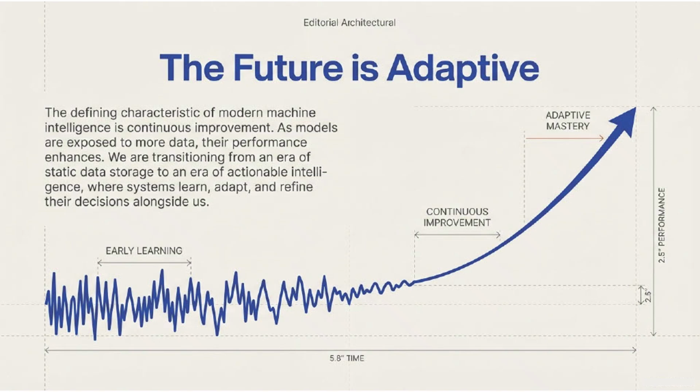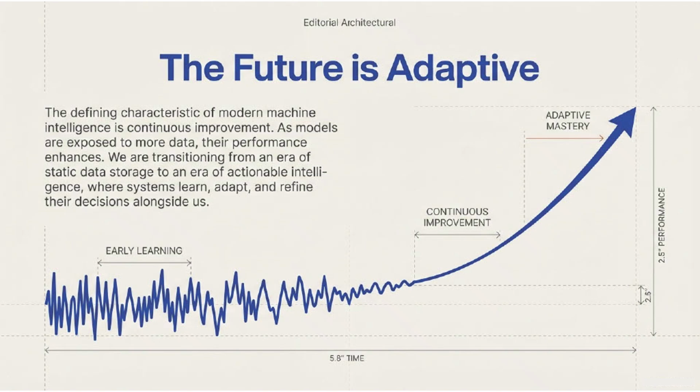Exactly. But then you look at the curve. It enters a phase of continuous improvement, and the line smooths out and just shoots upward toward adaptive mastery. The text here says we're transitioning from an era of static data storage to an era of actionable intelligence. That is the takeaway. The defining characteristic is continuous improvement.